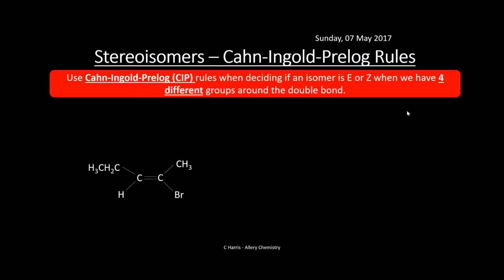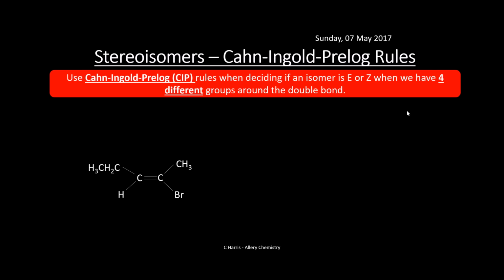Now it gets a little bit trickier when we have groups which aren't the same. In the previous example we had the two hydrogens. What happens if we don't have two hydrogens? Then we have to use something called the Cahn-Ingold-Prelog rules, also known as CIP rules. You've got to be really careful with these. We use the CIP rules when deciding if an isomer is E or Z when we have four different groups around the double bond.